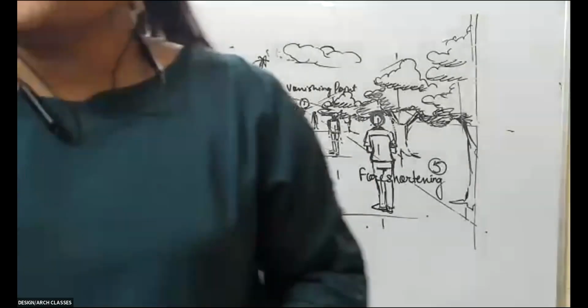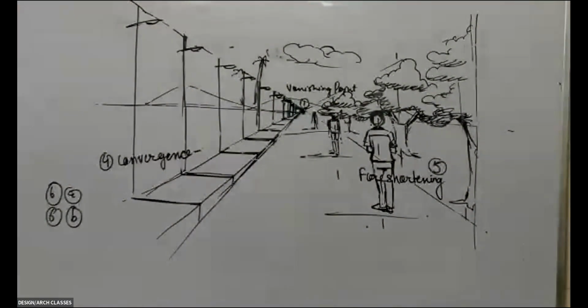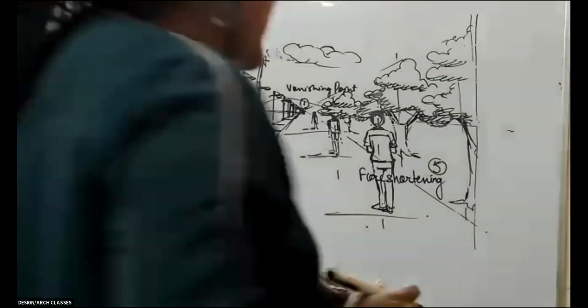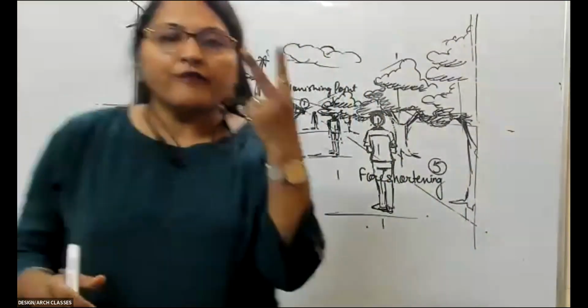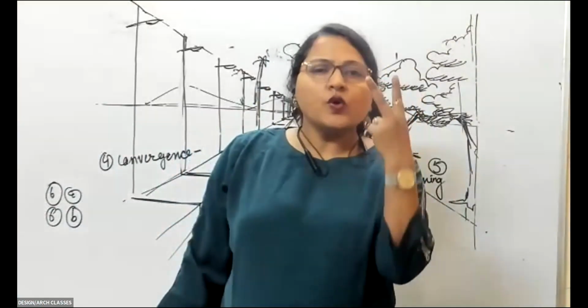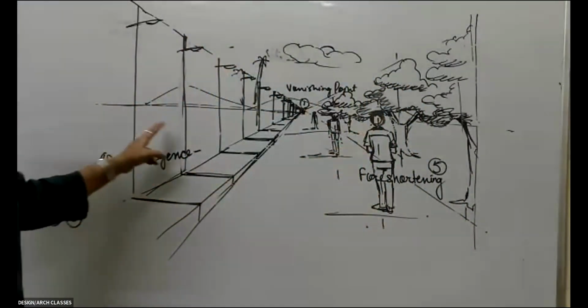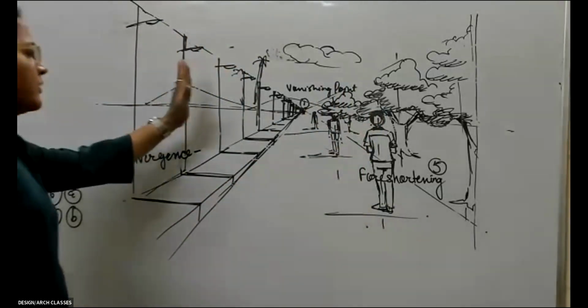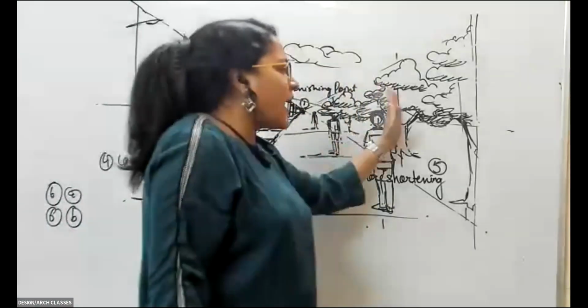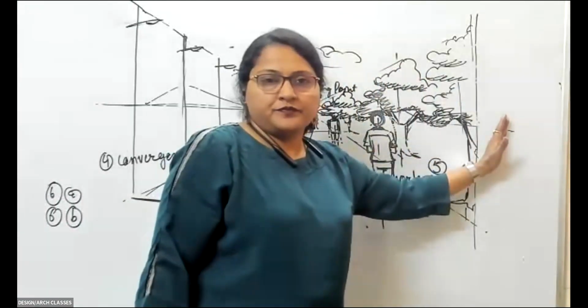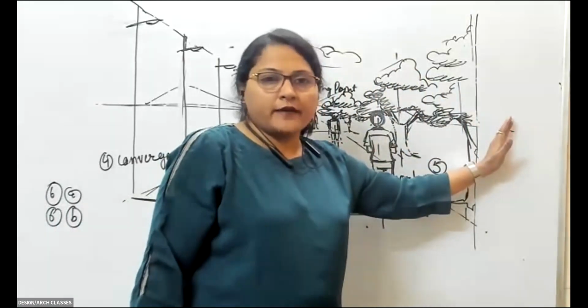In two-point perspective, perspective मतलब two vanishing point, two vanishing point. So in two-point perspective, generally all vertical lines are parallel. लिखिए.